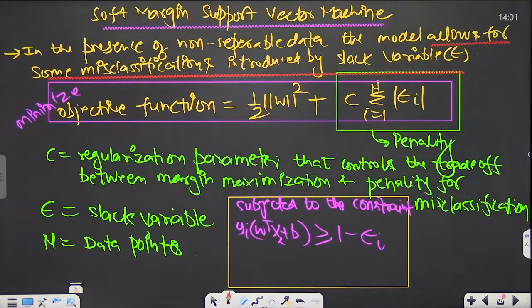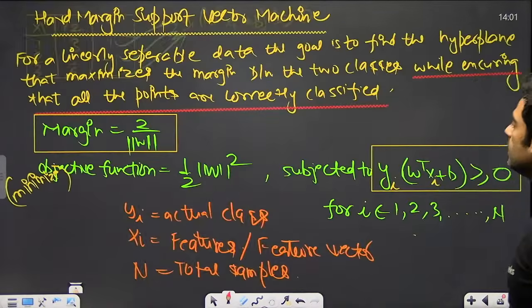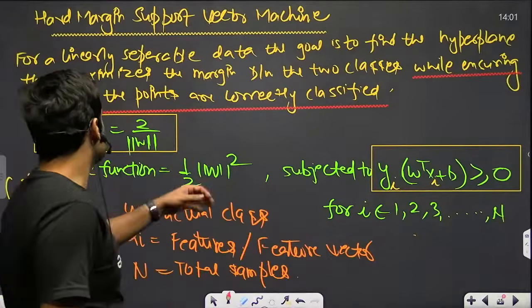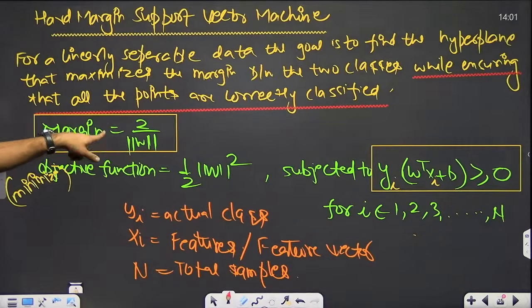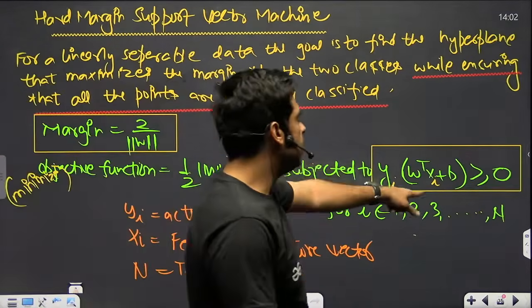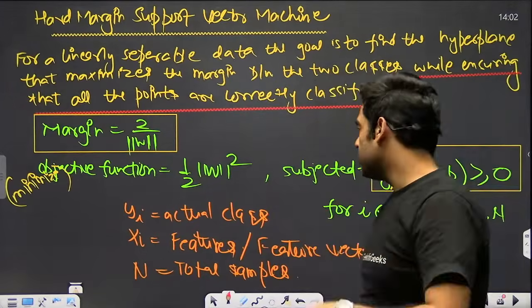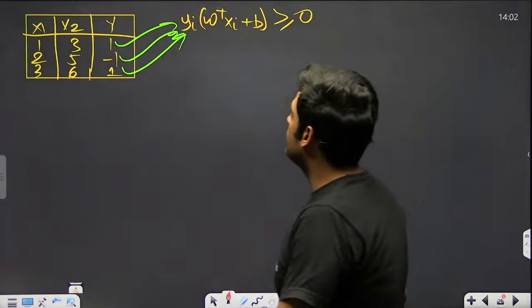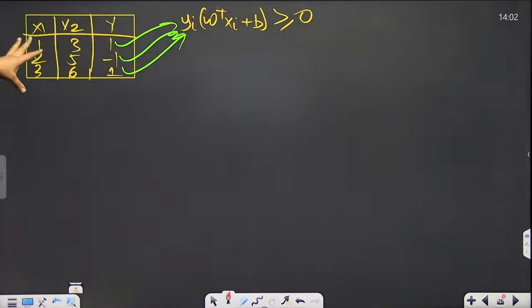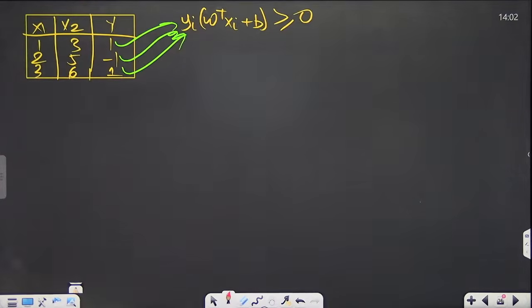Constraint part very simple, no? Actually here we had this constraint. The margin is 2 upon the norm of the vector w, the objective function is this, and it is subjected to this constraint. So hard margin क्या बोला? Hard margin says कि I want that every data point should be correctly classified. If you put all the data points here, these data points would be correctly classified.